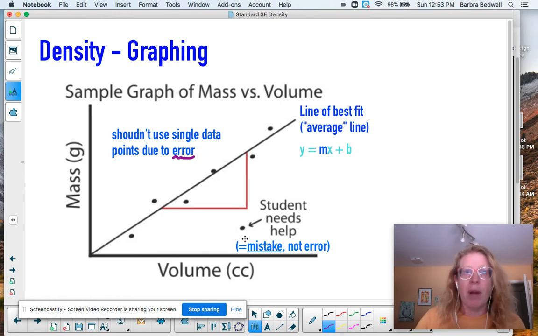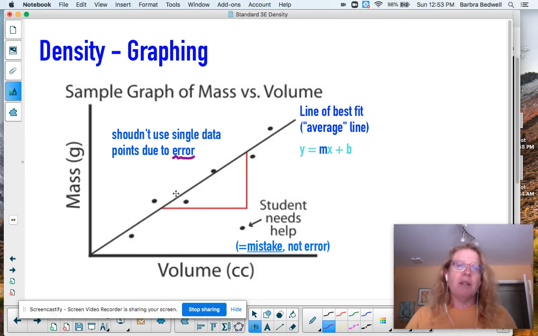This is a mistake, right? Way off. I love that. Student needs help. I didn't even make that graph up. But this is something that's obviously not fitting the rest of the trend. These guys all fit the trend, but because this is a science class and not a math class, there's error, just a little bit over or under on these things. And that's really, really normal, that even when we use our equipment correctly, there's a little bit of error.